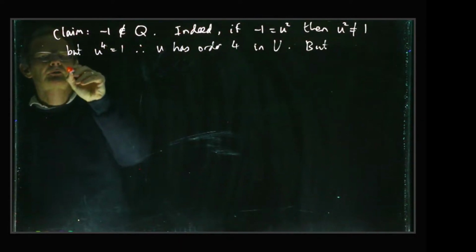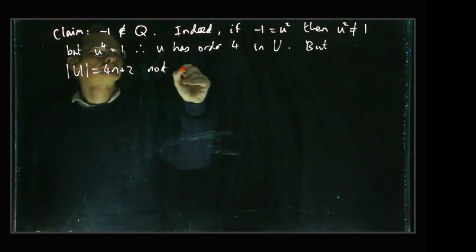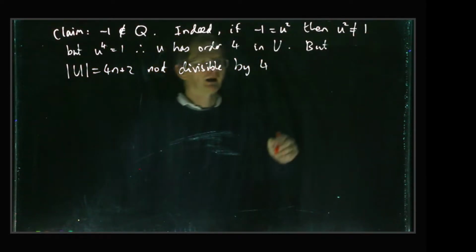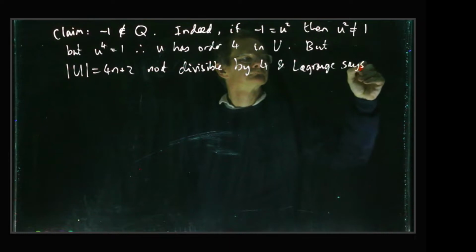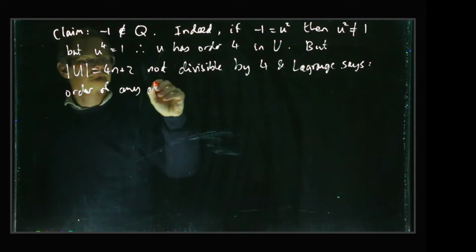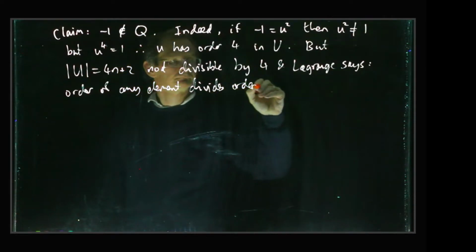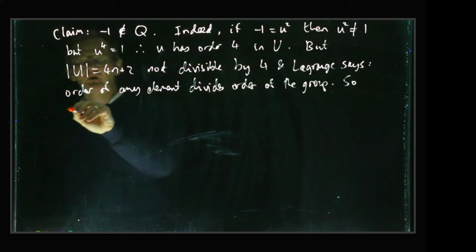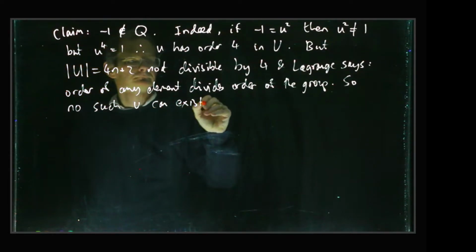But remember that the size of U was 4n plus 2. So that's not divisible by 4. And Lagrange says the order of any element divides the order of the group. So that means that no such u can exist. Okay.